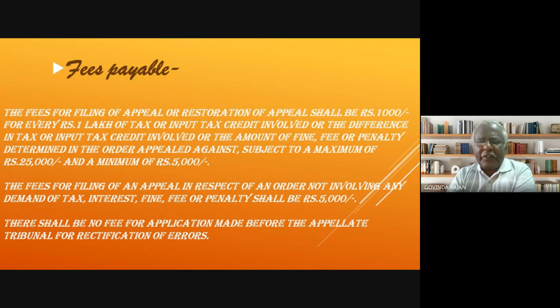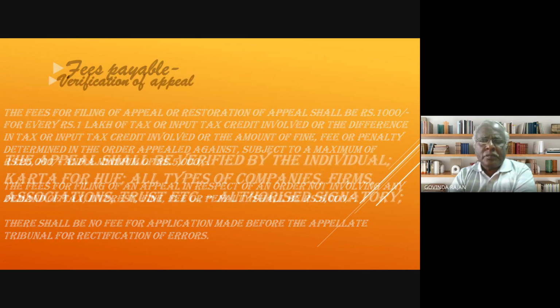There shall be no fee for an application made before the appellate tribunal for rectification of errors. This is mostly done by the department. Once the department files anything, such as a cross objection or a rectification, there will be no fee payable to the tribunal, because both are the same government.